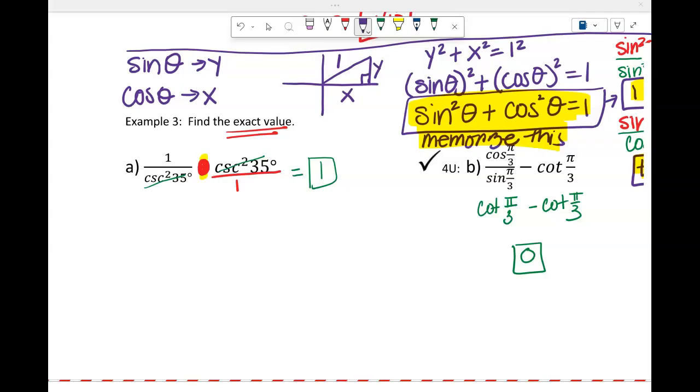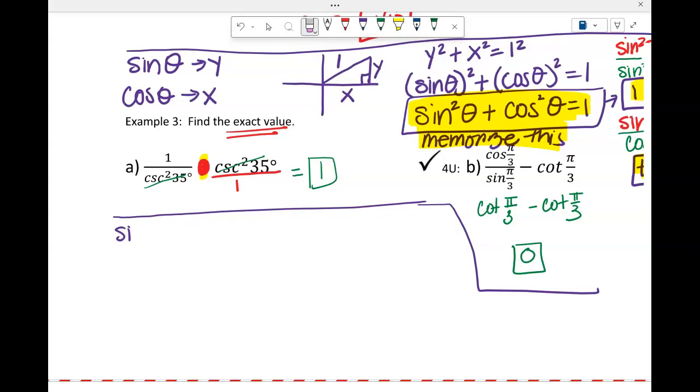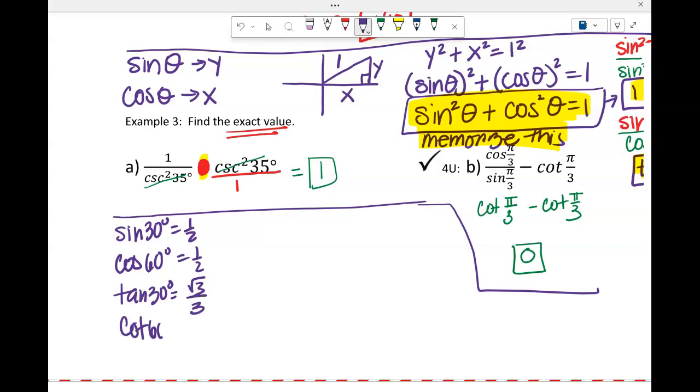All right, guys, another pattern I want you to recognize so far. As you know already, sine of 30 degrees is 1/2, right? Now, cosine of 60 degrees is 1/2. Whoa, they are exactly the same. Now, let's think about tangent of 30 degrees. Tangent of 30 degrees is going to be root 3 over 3. Well, cotangent of 60 degrees is also root 3 over 3.